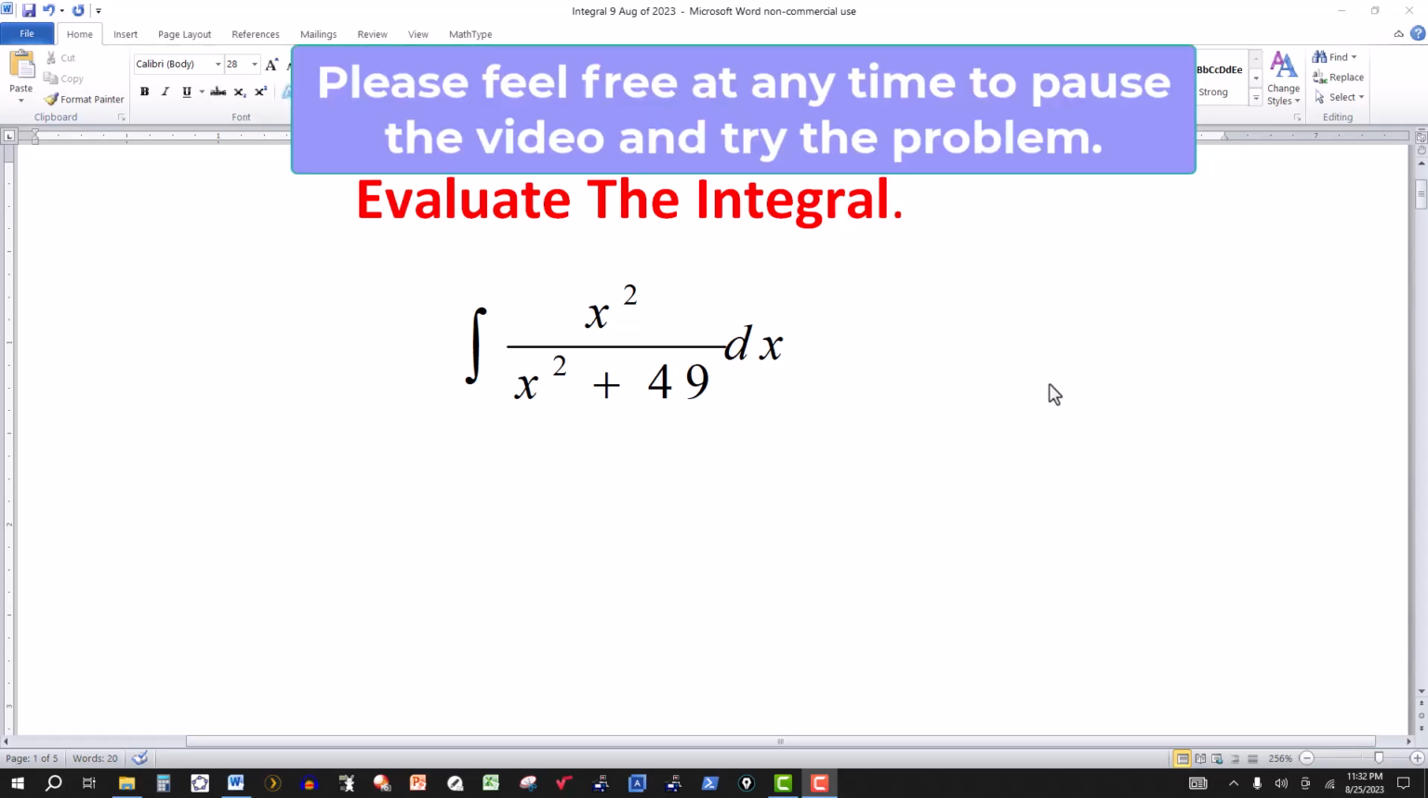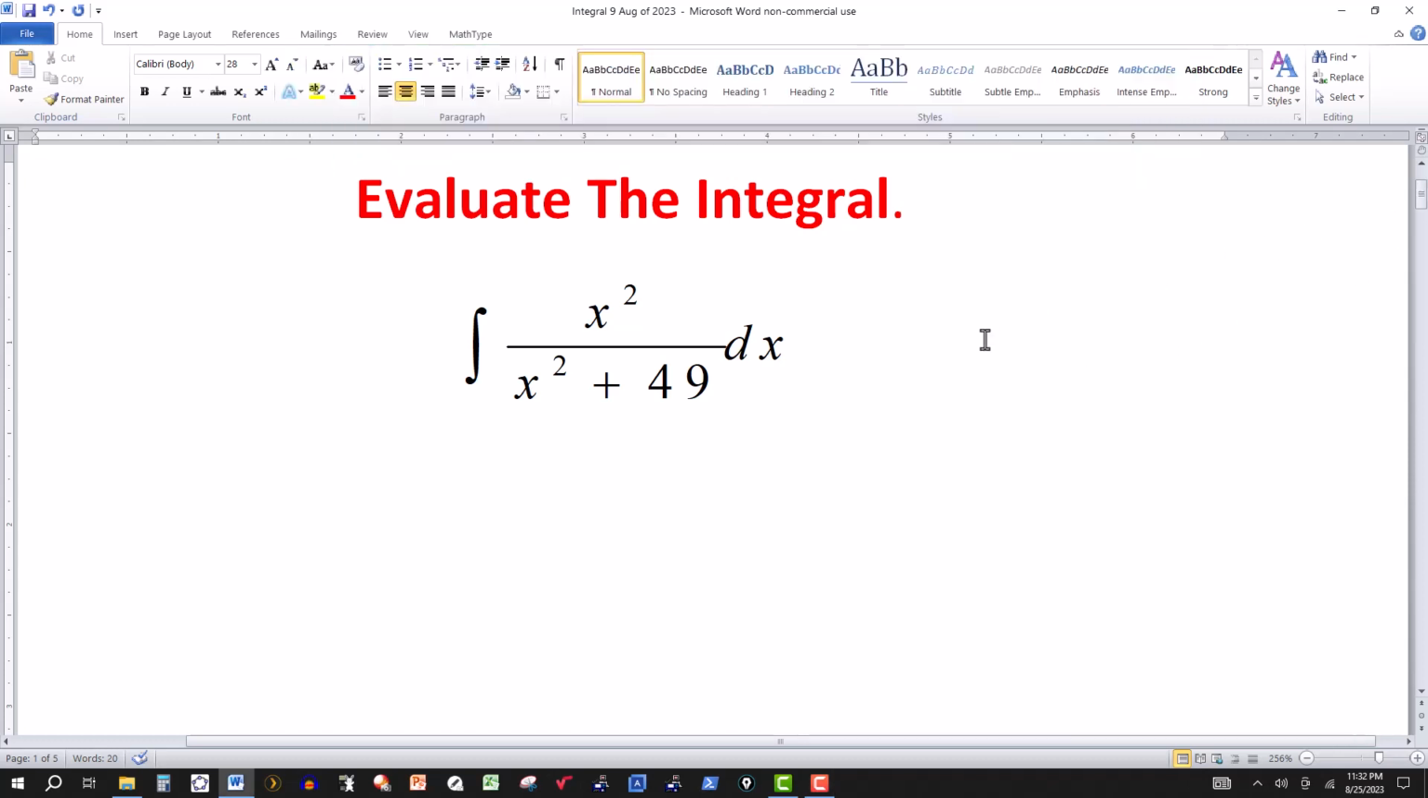In this video, we want to evaluate the integral of x squared over x squared plus 49. And we're actually going to do it 2.5 ways, I guess. It's 3 ways, but 2 of them are kind of related. So let's look at the first method here.